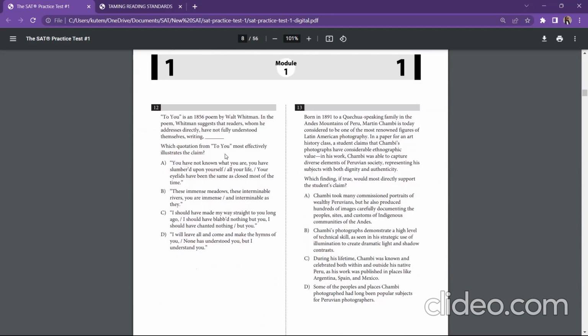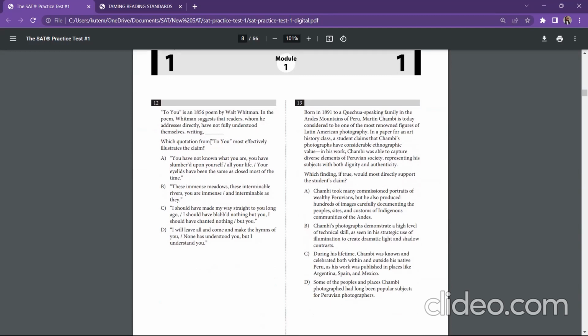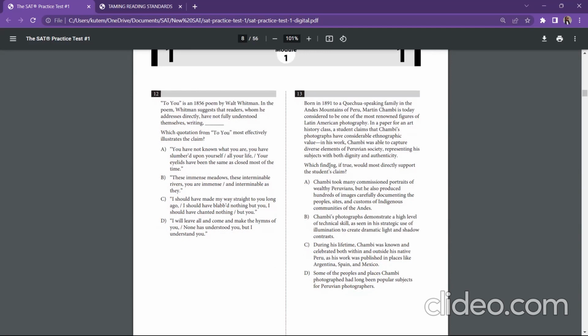When it comes to this, it says illustrates the claim. This would more so be a writing question, so I'm going to skip it. It's to do with the text, the to you part of it. So I'm going to skip this. Then question 13 is an example of an evidence question.